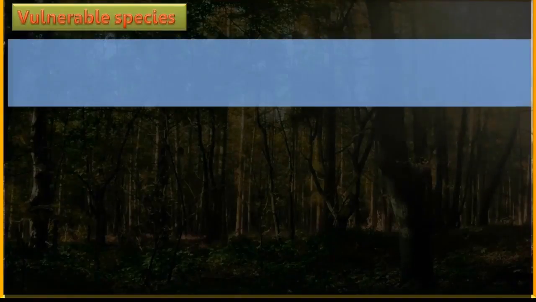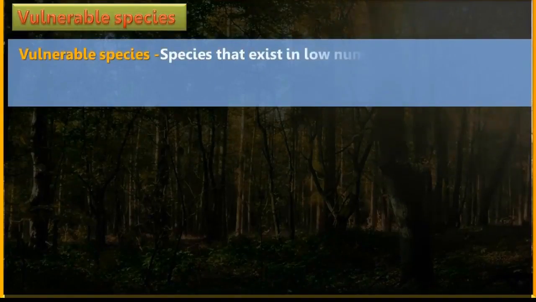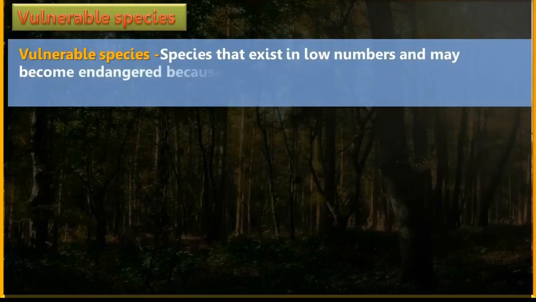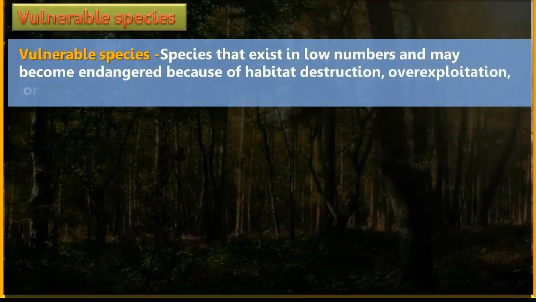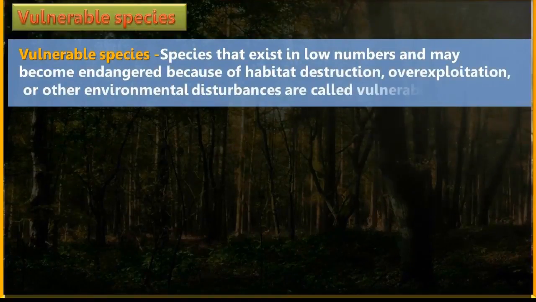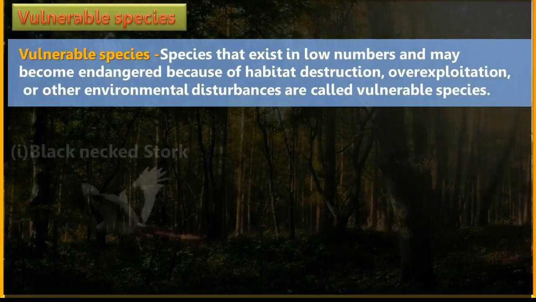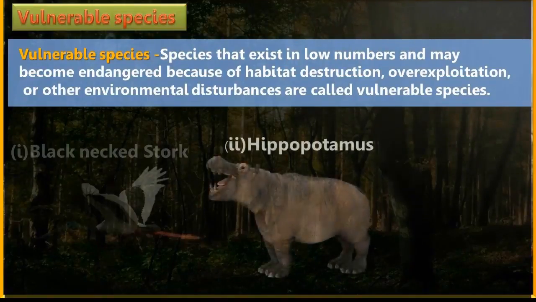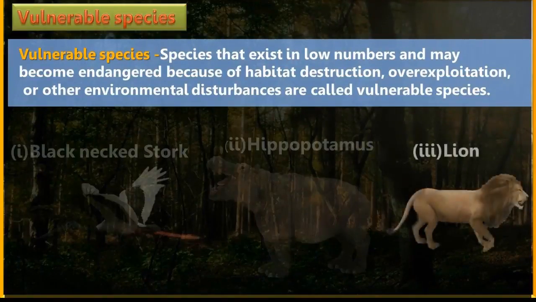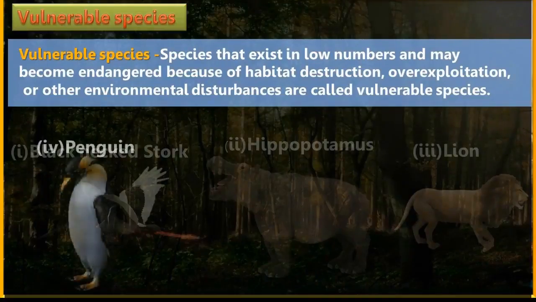Vulnerable species. Species that exist in low numbers and may become endangered because of habitat destruction, overexploitation, or other environmental disturbances are called vulnerable species. Some of the vulnerable species are black-necked stork, hippopotamus, lion, penguin, and whale.